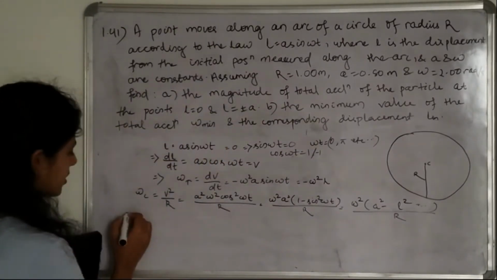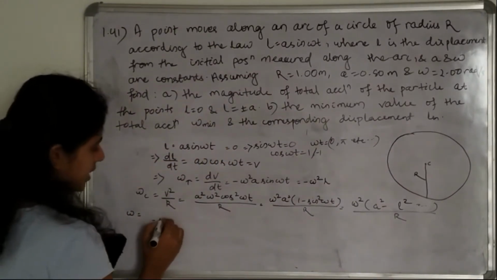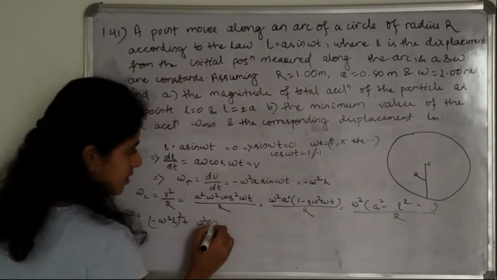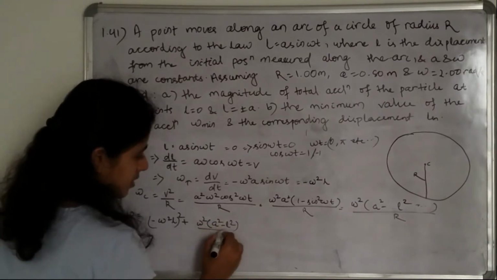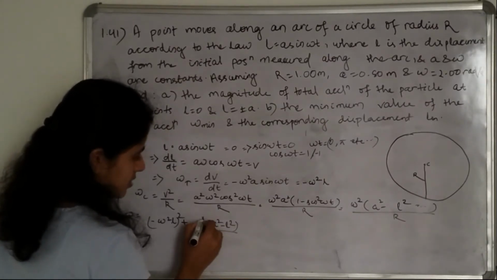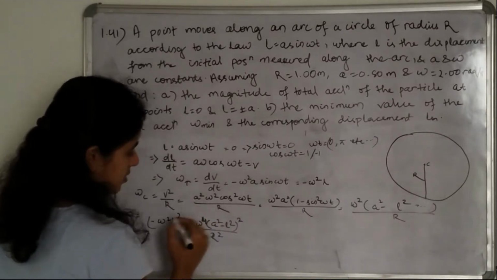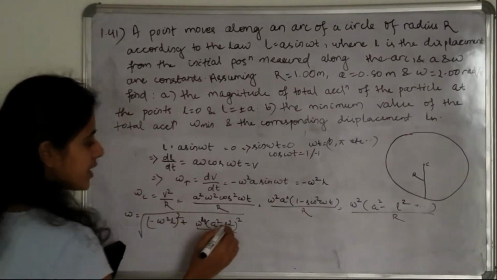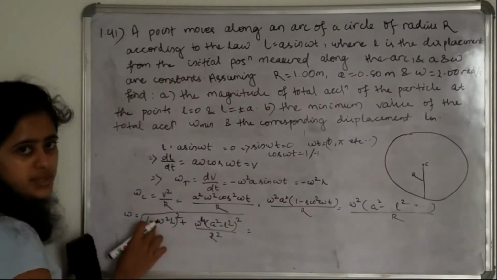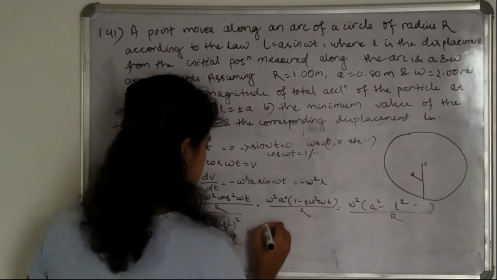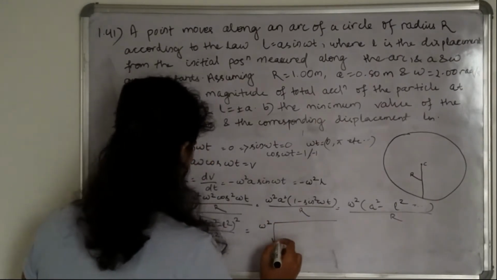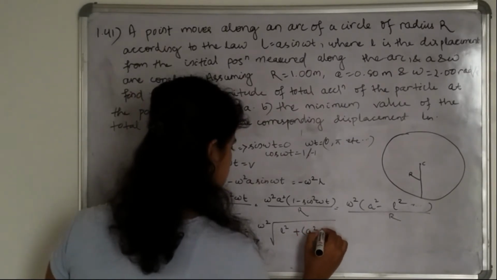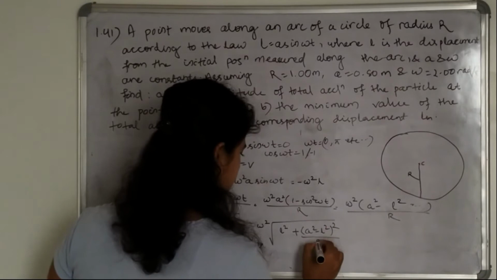Okay. So now the total acceleration will be how much? Minus omega square L whole square plus omega square a square minus L square divided by r whole square. This will be square means 4 and this will be square this much. By taking omega outside, what we have got? This minus will be plus. So simply take omega square outside. In the bracket we have got L square plus a square minus L square whole square divided by r square.